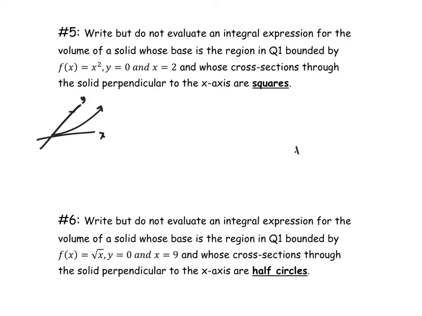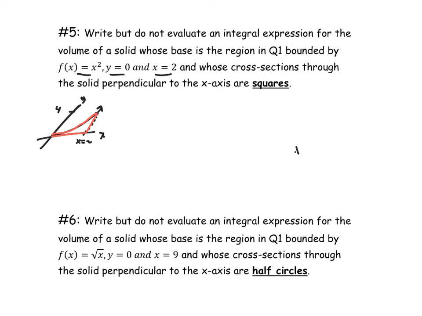Okay, so let's go out to x equals 2. That would make this point here y equals 4. So we want everything here to be bounded in quadrant 1 within y equals x squared, y equals 0, and x equals 2. You're going to see the graph and the physical shape take place within the bounds of those three things.